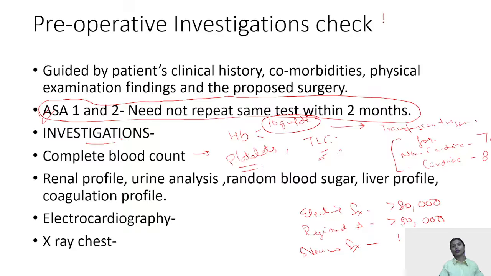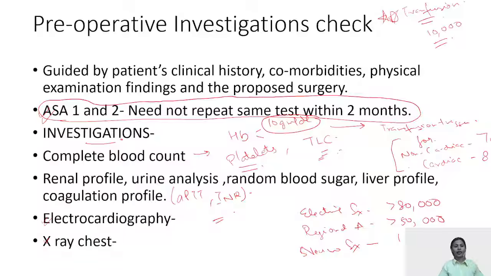But the trigger for the transfusion of platelets is 10,000. Okay, the trigger is 10,000 platelets until and unless the patient is bleeding. Then we have the RFTs, the blood sugars, liver profile, and the coagulation profile, in which we do the APTT or INR. And all this depends upon the comorbidity or the proposed surgery of the patient.